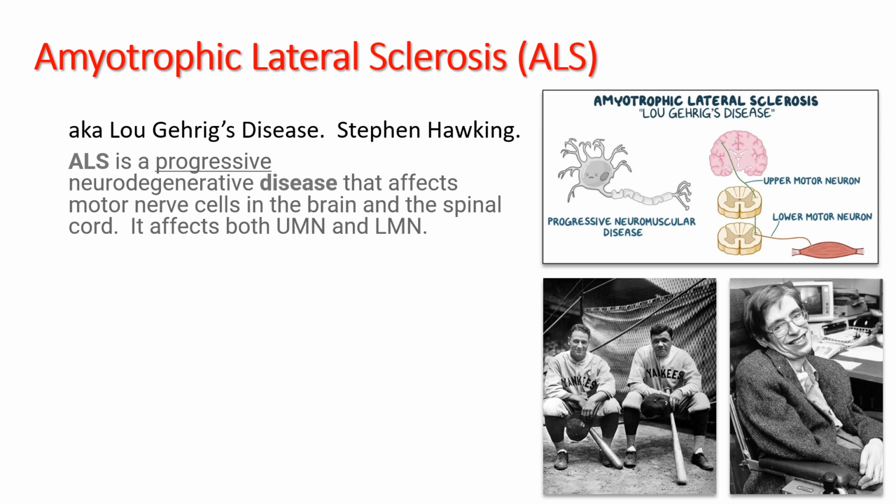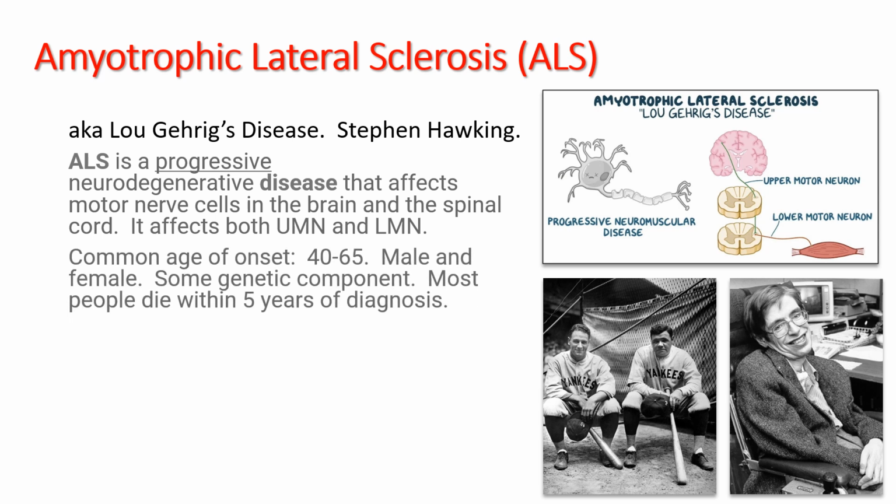So it's progressive, though not always. Hawking is an example of where it's stabilized. It's neurodegenerative, and it starts out in the peripheral nervous system, motor neurons, and moves upstream. So it will move more and more, to the point where the motor neurons that control breathing become affected, and the patient basically dies because they no longer breathe. It usually happens in middle-age years, 40 to 65.